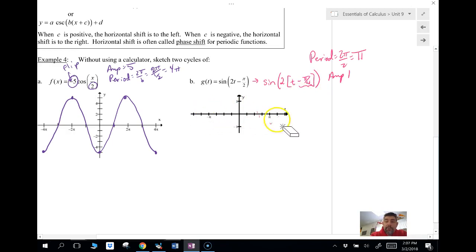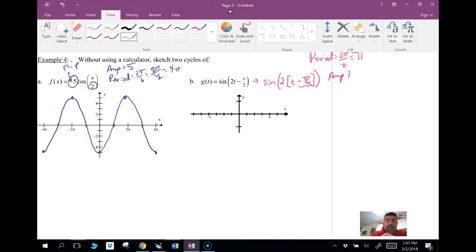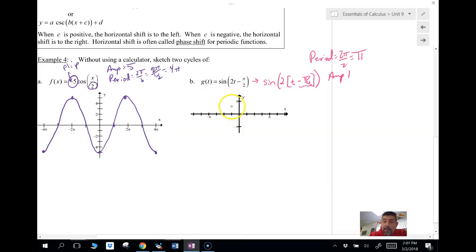You know what I'm going to do first before I do that? I like to do one step before I shift it over. Shifting over is tricky, so I'm going to do this first. Using some lime green here, I'm going to apply the period to this guy, and then I'm going to shift it over.